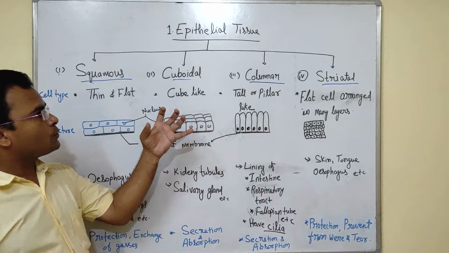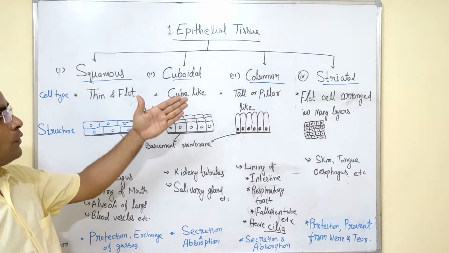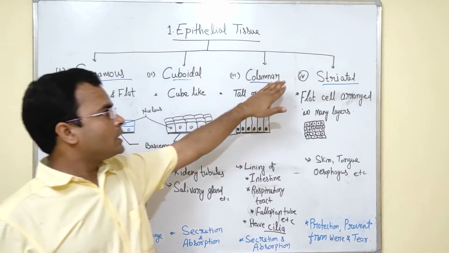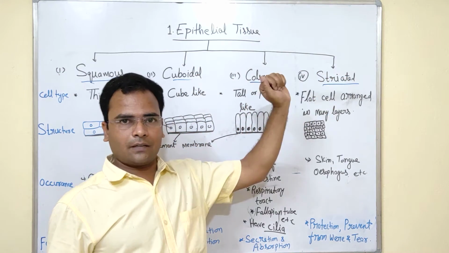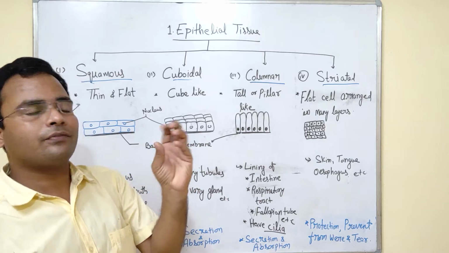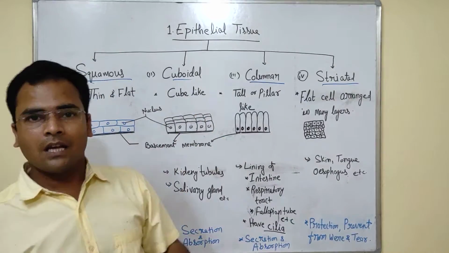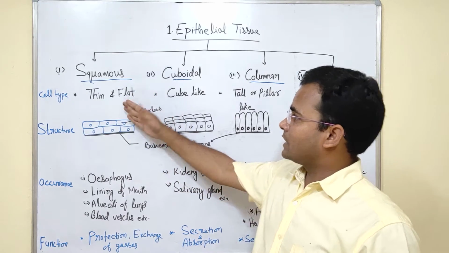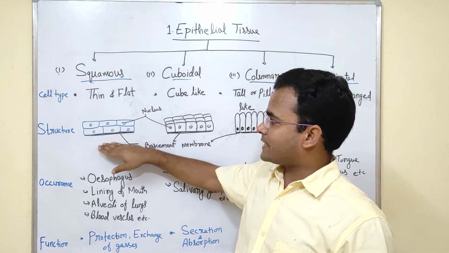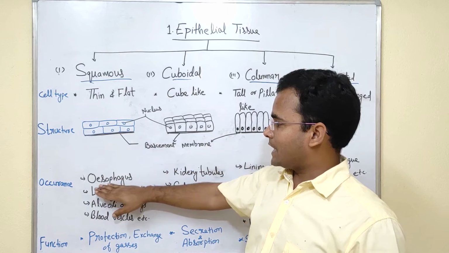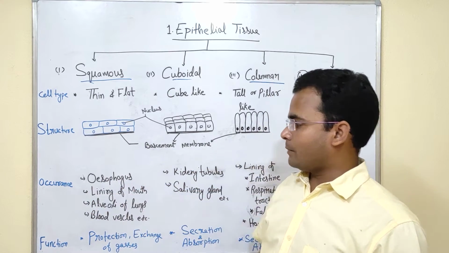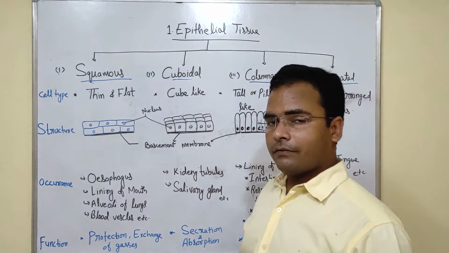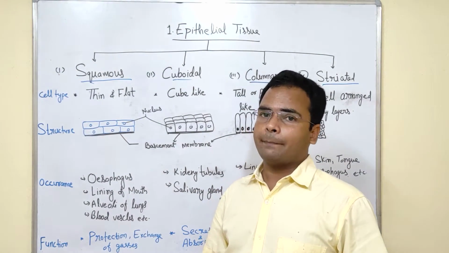The epithelial tissues again can be classified into four groups: squamous epithelium, cuboidal epithelial tissue, columnar and striated. It is clear from its name. The first one is the squamous. They are made up of thin and flat cells, and they are present at the esophagus, lining of mouth, alveoli, duct of alveoli or the blood vessels. In these organs it will be present.